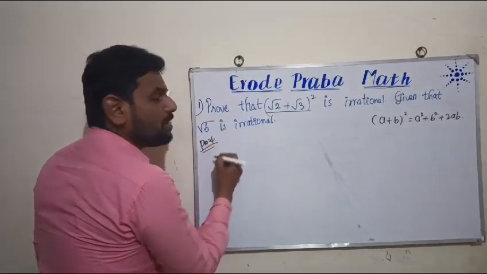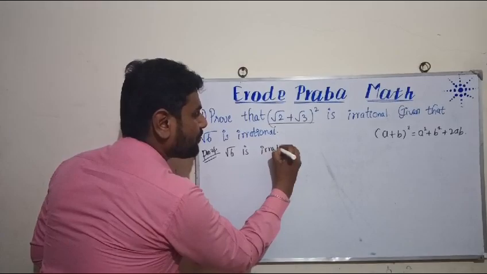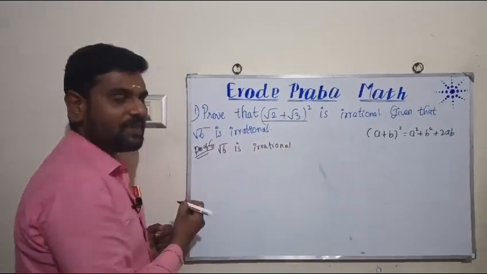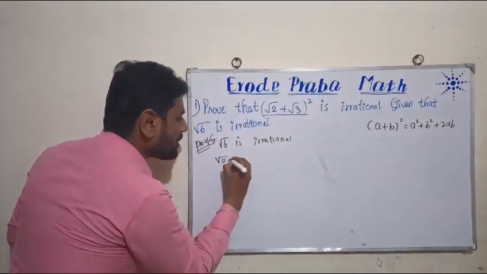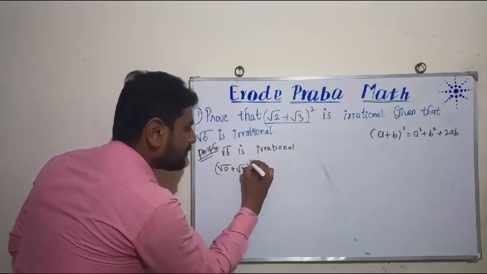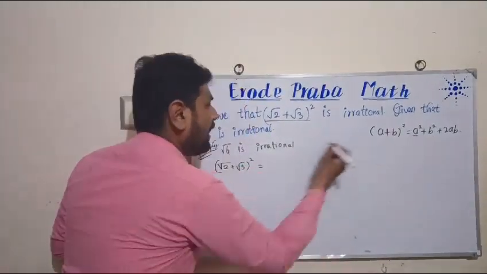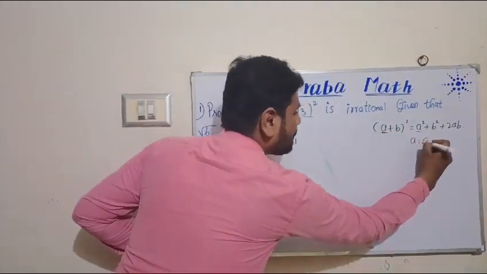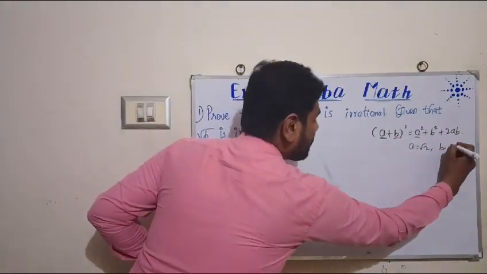First we write given. Given is what? Root 6 is irrational. We write here, this is given. Next, here we take (root 2 plus root 3) the whole square. Now we have to expand in this form. So in the place of a, what do we have? Root 2. So a is equal to root 2. In the place of b, what do we have? Root 3. So b is equal to root 3.